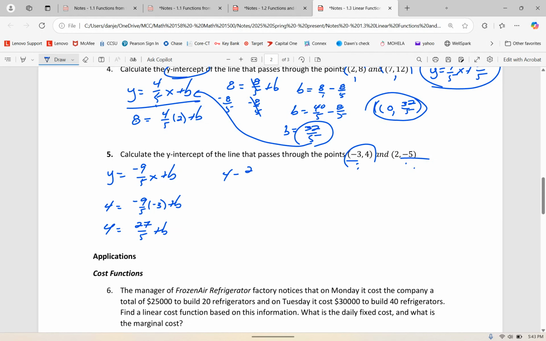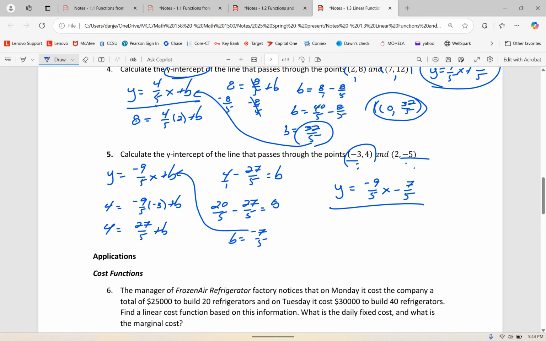I'm going to subtract that 27/5 from both sides. And again, 4 is the same as 20/5. So 20/5 minus 27/5 is b. B is negative 7/5. The equation of my line then, if I take that b value and plug it in, is negative 9/5 x minus 7/5. That's the equation of the line. My y-intercept is 0, negative 7/5.